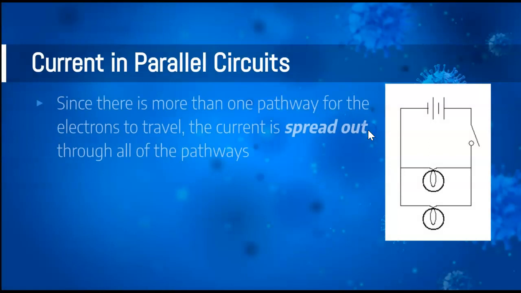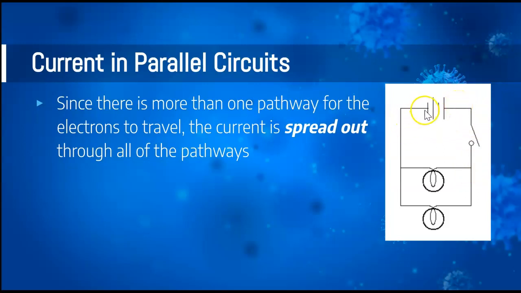Okay, now let's talk about what actually happens to the current in a parallel circuit. Since there's more than one pathway for the electrons to travel, that means the current has to spread out through all the paths. Right? Think of it like a river. So this is the river flowing along, and it hits a giant rock or an island in the middle of the river. Well, some of the water is going to go one direction, some of the water is going to go the other direction, and then they'll meet up on the other side of the island or the rock and then continue on in the river.